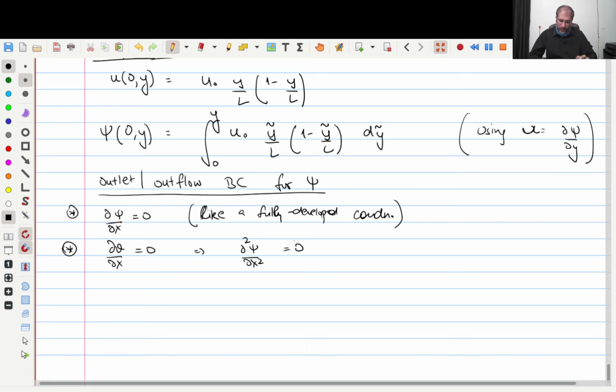So I'll just make a note here that there is no correct boundary condition. So this is where the experience with a given problem comes into the picture.